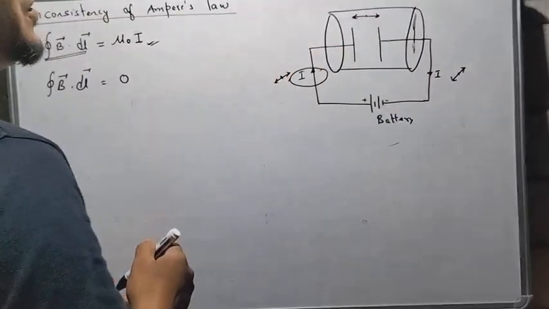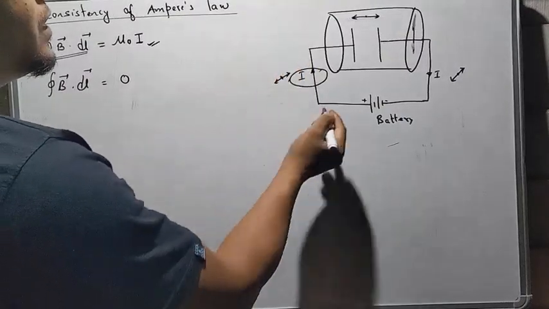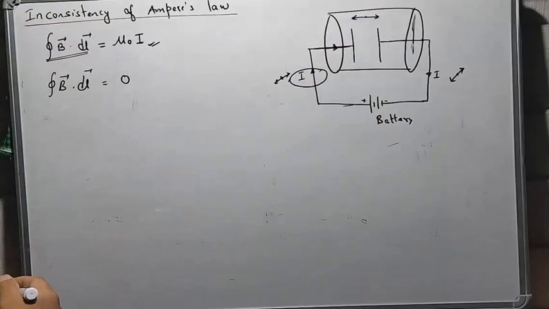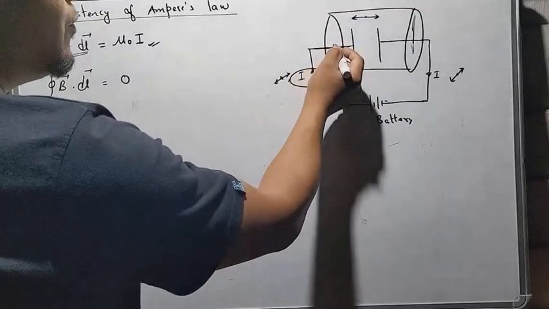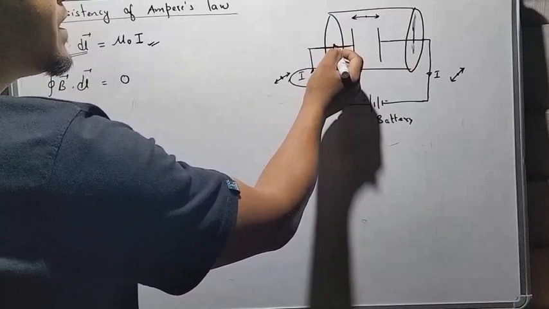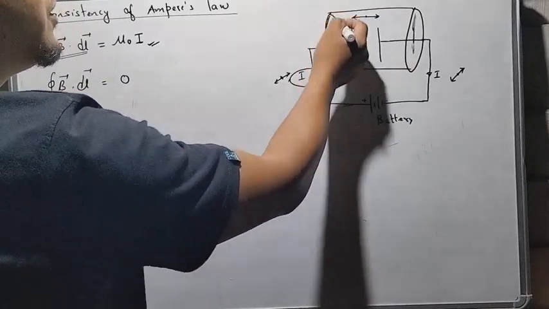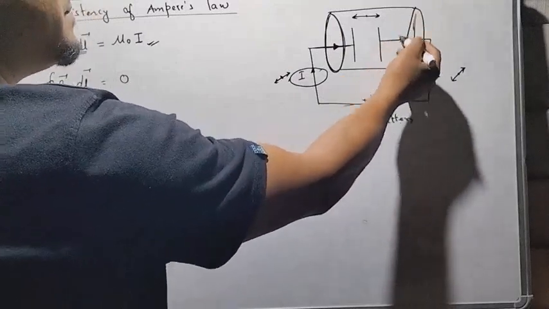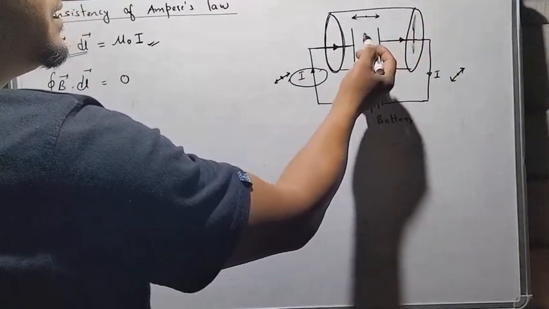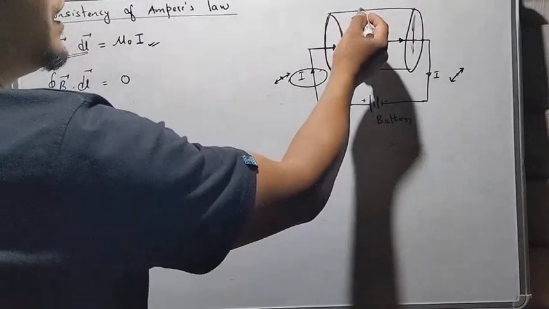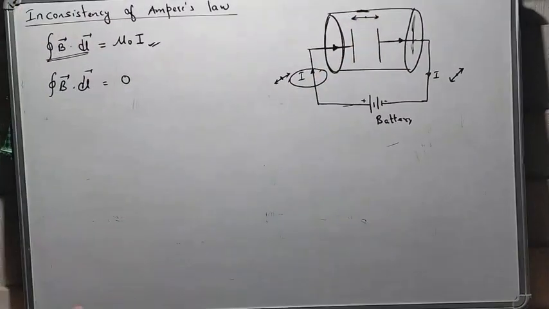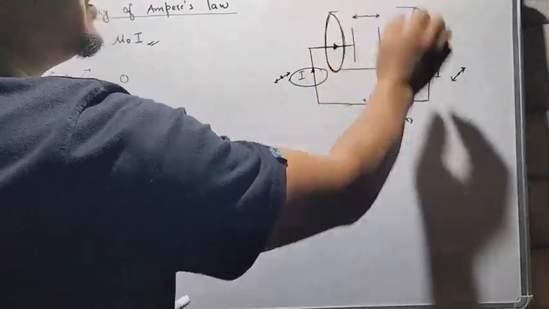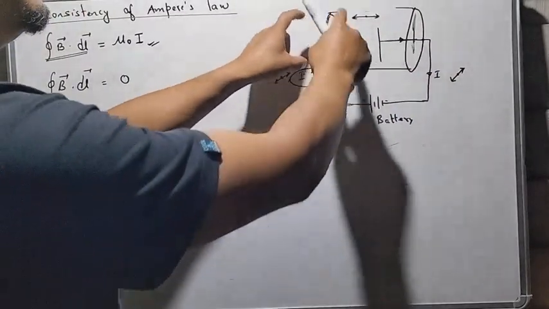Now this closed loop, as you can see here, encloses this wire. That means this is the current. Now, we know very well that because of this current, there is a magnetic field around the wire. Similarly here, because of a current passing through the wire, there is a magnetic field. But can you say that there will be no magnetic field here? The answer is no. If there is no magnetic field at this region, it means this loop will not be closed.